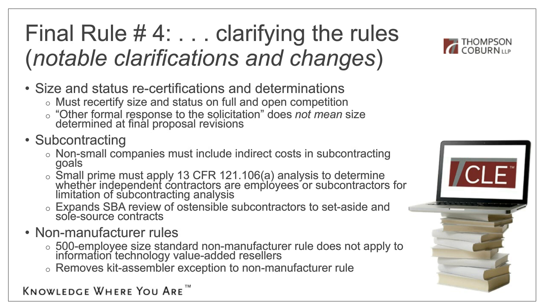One of the other areas SBA addressed in this rule was subcontracting, and they said that non-small companies have to include indirect costs in subcontracting goals. That was something that SBA made clear. SBA also explains that a small prime contractor has to apply the analysis in 13 CFR 121.106(a) to determine whether independent contractors are employees or subcontractors for determining whether or not they are complying with the limitation of subcontracting analysis.